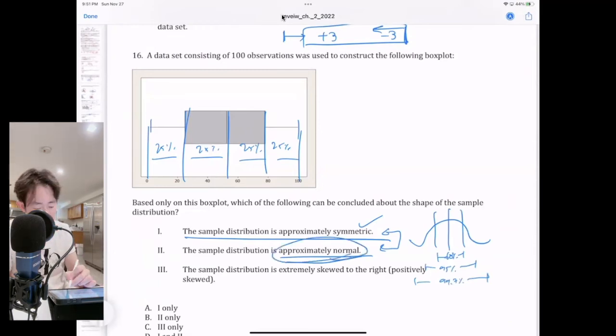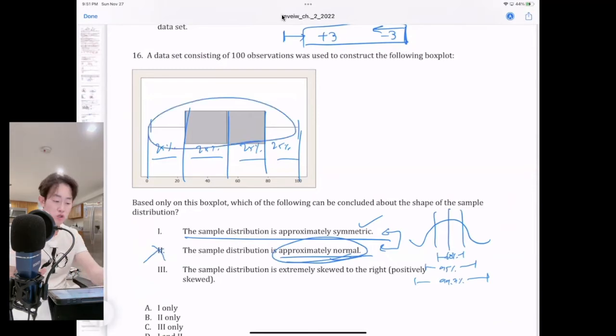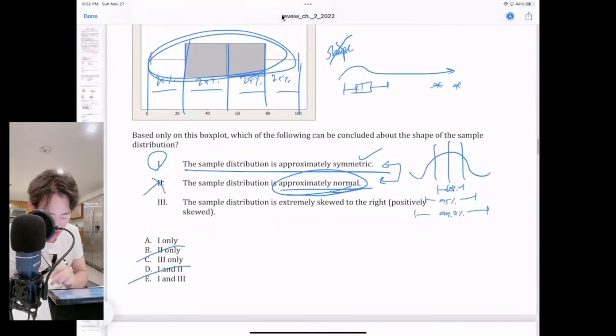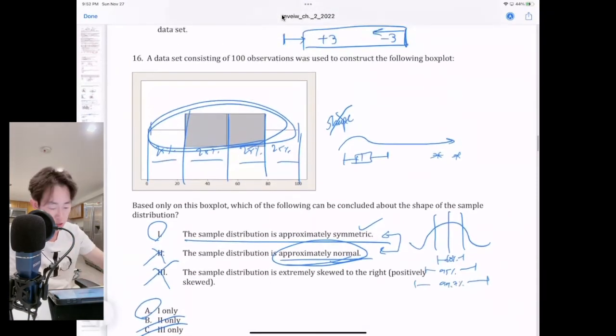Now, this cannot be told just by looking at the box plot. The box plot here, I told you the shape is not determined clearly. However, we can make some conjectures based on how it's shaped. Obviously, if I give you something like this, then that is clearly skewed to the right. But if it's something like this, there's a good enough chance that this is going to be symmetrical. So 1 is definitely going to be true and 2 is not. So it's between A and E. The sample distribution is extremely skewed to the right. Again, you can't really tell that from box plots. A is the best answer for this one.